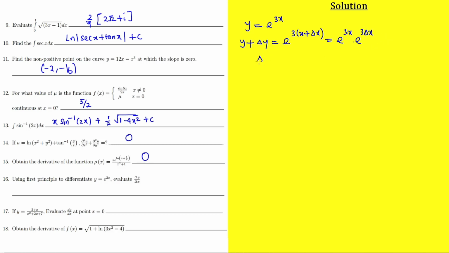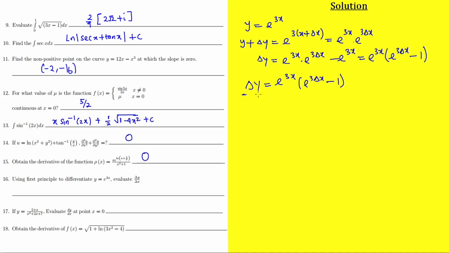So that means my delta y is simply e raised to power 3x multiplied by e raised to power 3 delta x minus y, which is e raised to power 3x. Or you write this as e raised to power 3x multiplied by e raised to power 3 delta x minus 1. So delta y equals e raised to power 3x multiplied by e raised to power 3 delta x minus 1. If you divide both sides by delta x, my delta y over delta x is e raised to power 3x, open bracket, e raised to power 3 delta x minus 1, over delta x. So this is just my answer.